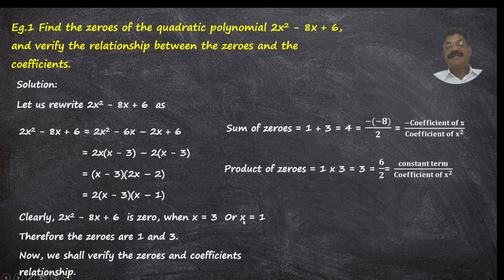Now you see the second relationship. Product of the zeros, 1 into 3 is equal to 3, which is equal to 6 by 2, because 6 is the constant term and 2 is the coefficient of x square.